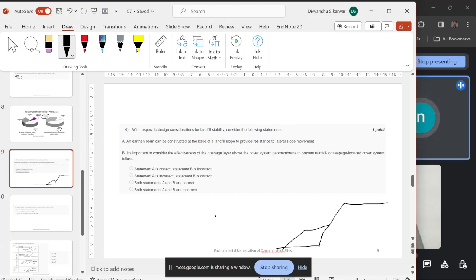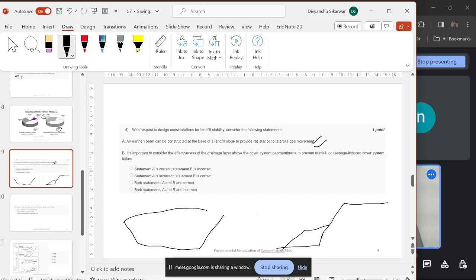What do you think the answer is for this question? I think A is correct, sir. A is correct, right? And what about the second? For example, if we have this as the landfill, this is the waste fill here, and above that we provide an impermeable layer, and then we provide soil, and then we plant something normally.